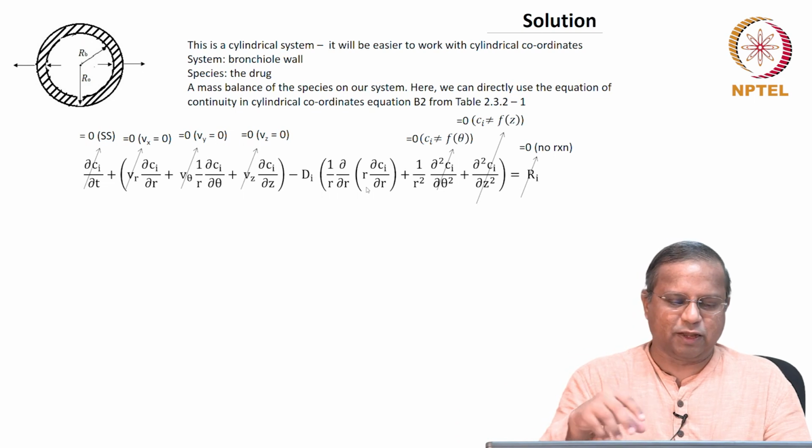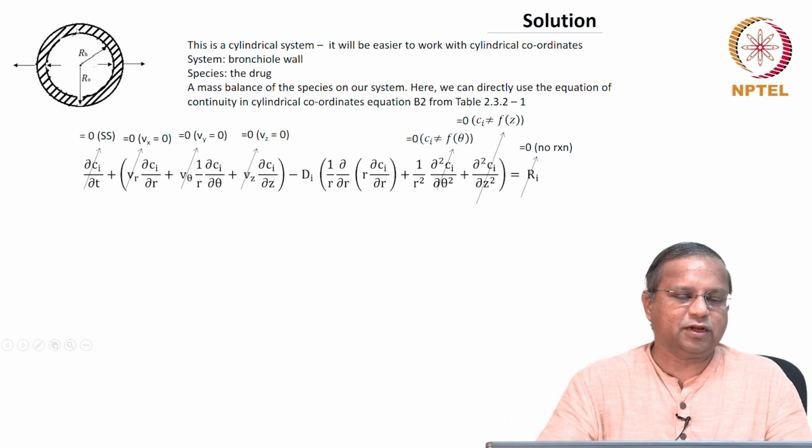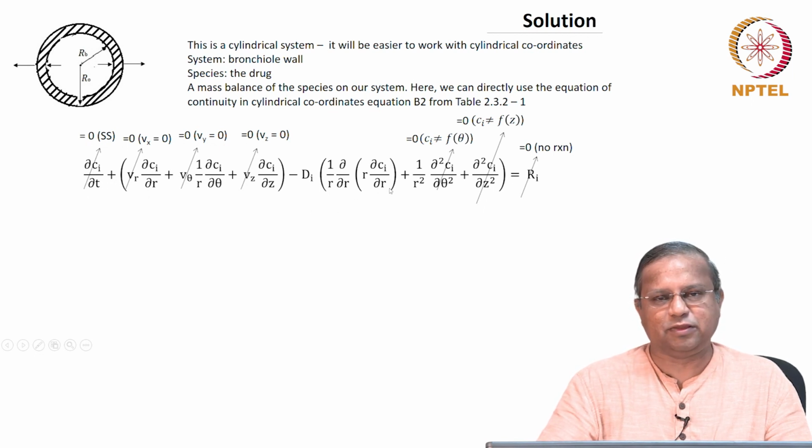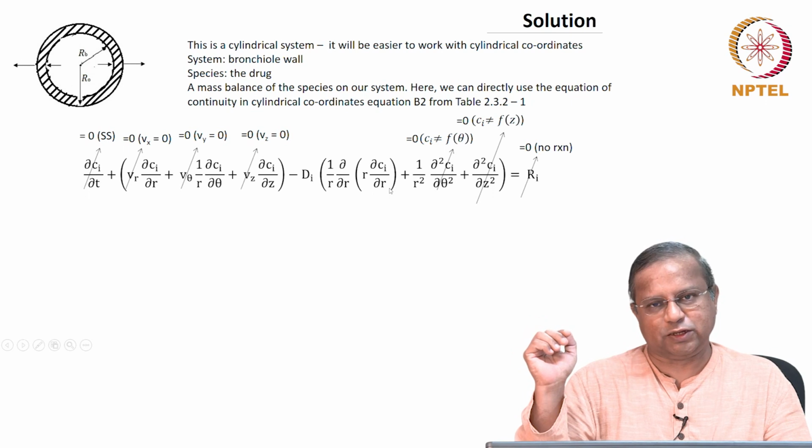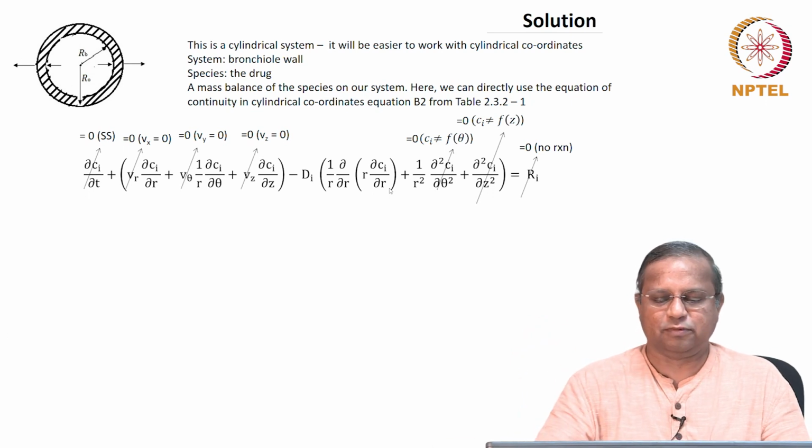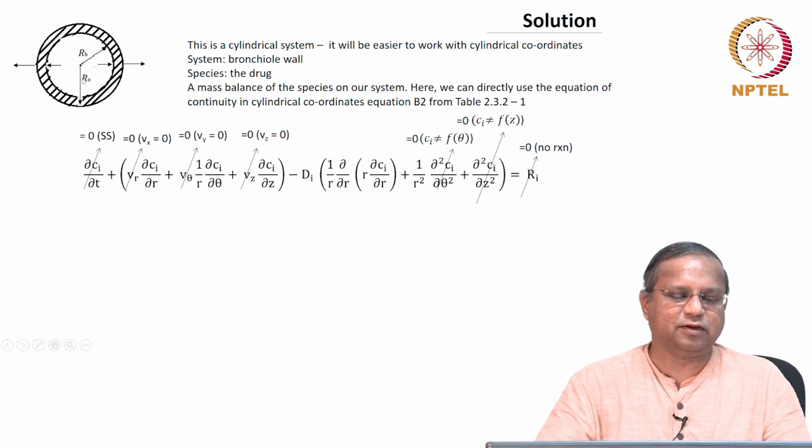You could also do a shell balance. If you had considered a cylindrical shell in this space and then did balances over it, you would have arrived at the same thing after about 4 pages of working. So it's a little cumbersome, that's all. But we already have this, and there are no difficulties of the kind that we mentioned earlier, change in area and so on and so forth. Therefore, this is fine.